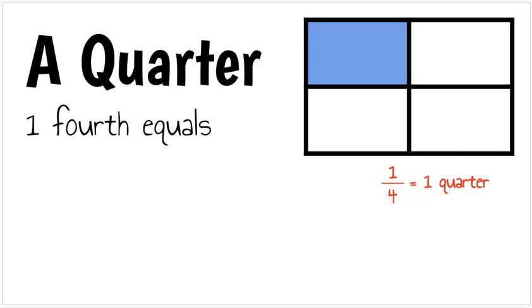Next we have a quarter. 1/4 equals a quarter. Here we see a rectangle broken up into 4 pieces. Those 4 pieces are called quarters. One of those filled in is a quarter. So 1/4 equals a quarter.